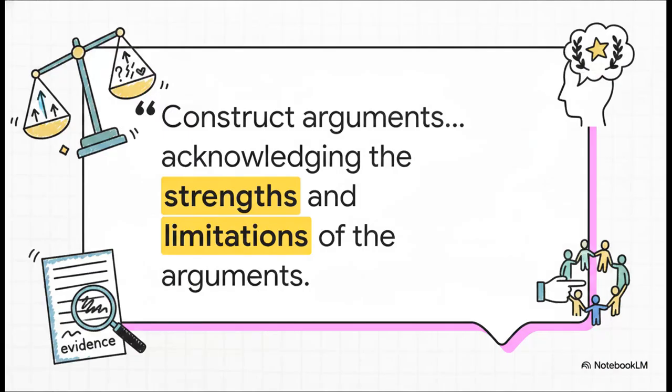So the crucial point is right here in the C3 framework standards. It asks us to construct arguments using claims and evidence, but while doing that, we have to actively acknowledge the strengths and limitations of those arguments. As an 8th grade civic participant, you are expected to openly admit what your evidence doesn't show. And hey, this isn't a weakness, it's actually a massive strength that builds up your credibility.